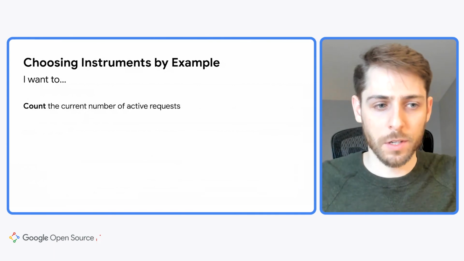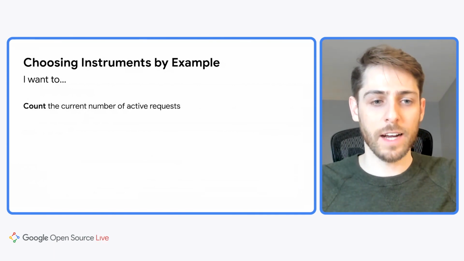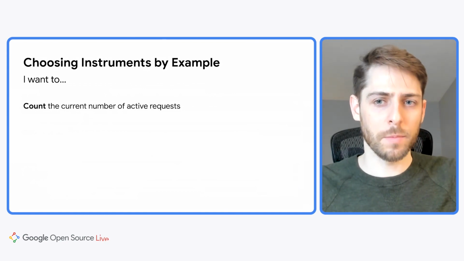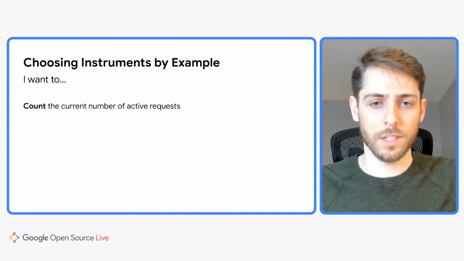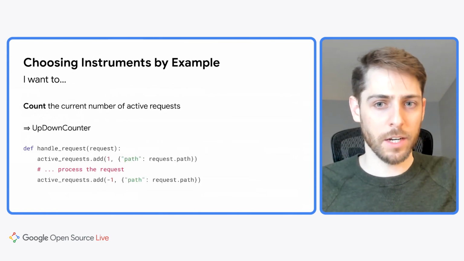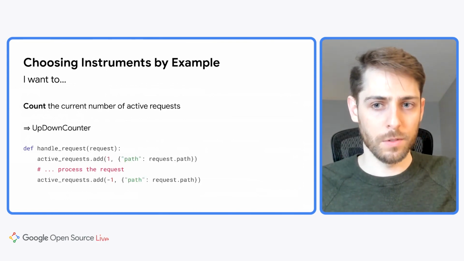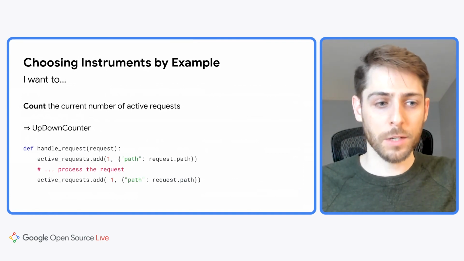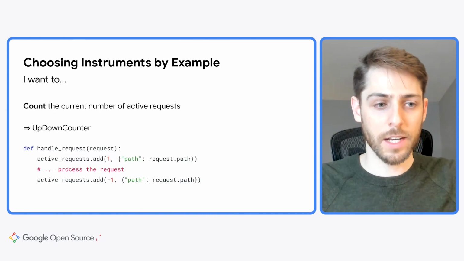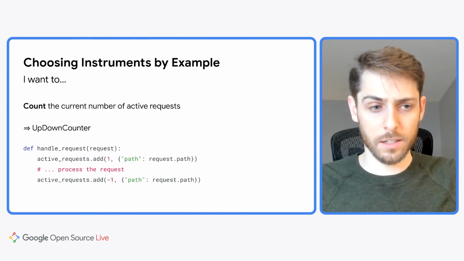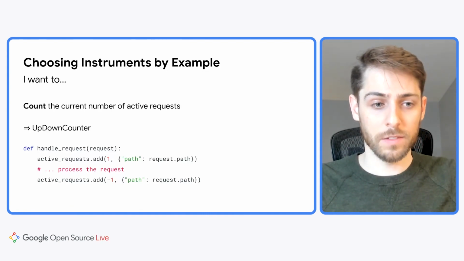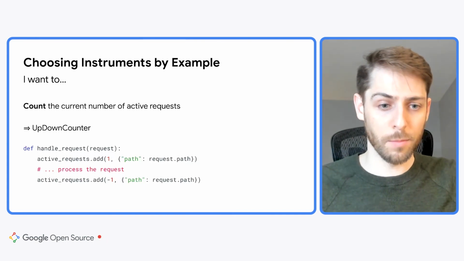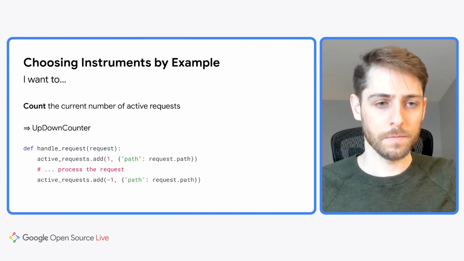Okay, here's an interesting one. Say we want to count the current number of active requests. So it's a count, but it can go up and down as we enter and exit the request handlers. I would use an up-down counter for this one. So the nice thing here is all we do is add one and subtract one from our count when we enter and exit the handler. And OpenTelemetry will automatically keep track of these counts for us and add them all up.